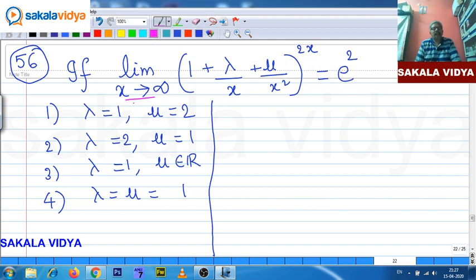Limit x tends to infinity, 1 plus lambda by x plus mu by x square, whole to the power of 2x, equals e square. So, that means if you substitute the limit in this one, lambda by x becomes 0, mu by x square becomes 0 as x approaches infinity. So, this will be 1 to the power of infinity form. The previous same concept you can apply.